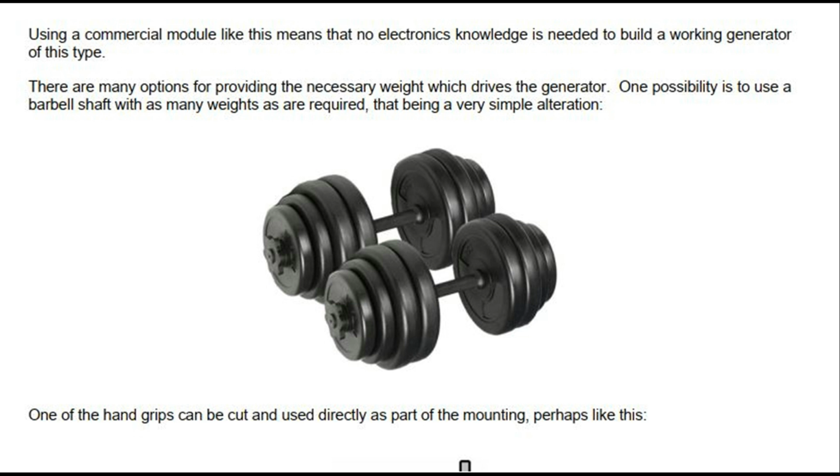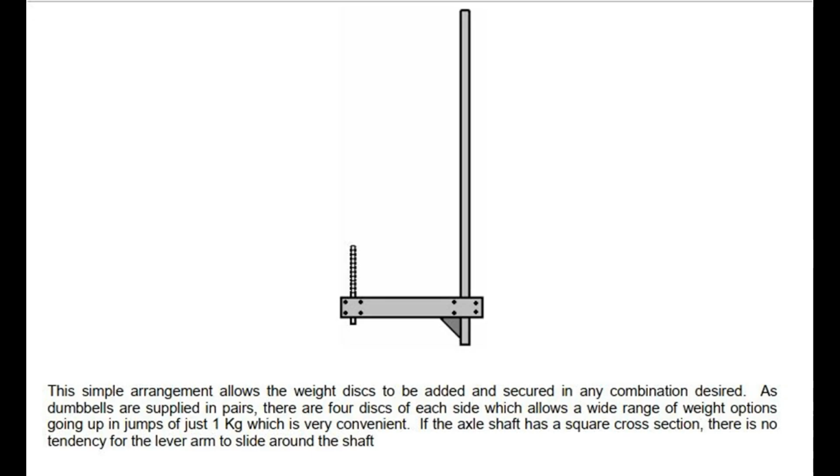One possibility is to use a barbell shaft with as many weights as are required, that being a very simple alteration. One of the hand grips can be cut and used directly as part of the mounting, perhaps like this. This simple arrangement allows the weight discs to be added and secured in any combination desired. As dumbbells are supplied in pairs, there are 4 discs on each side, which allows a wide range of weight options, going up in jumps of just 1 kilogram, which is very convenient.